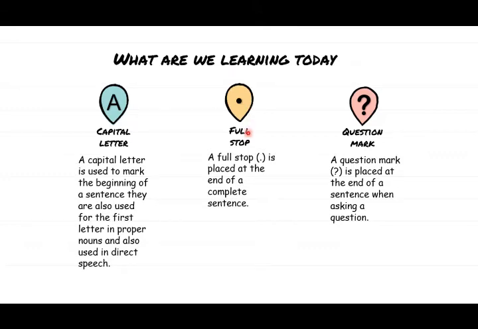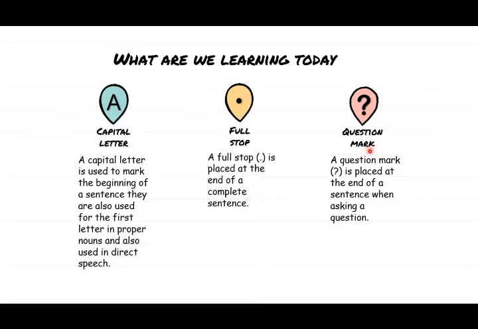Next one is full stop ataupun noktah. Full stop is placed at the end of a complete sentence. Cakap noktah ni, full stop ni diletakkan di hujung ayat yang lengkap. Okay, maksudnya dia habiskan ayat. Okay, bila kita letak full stop.